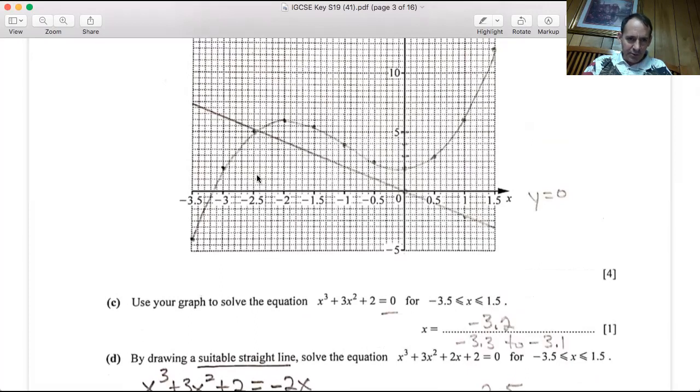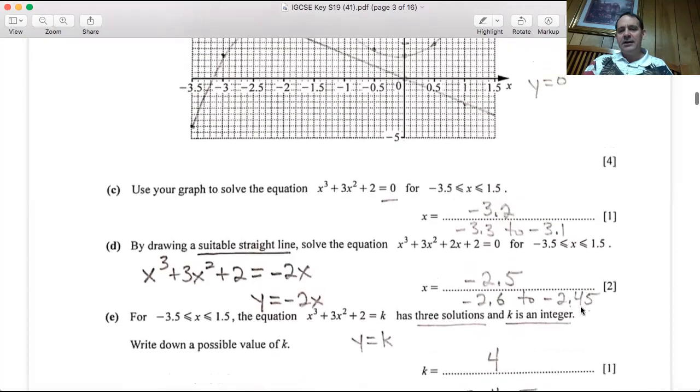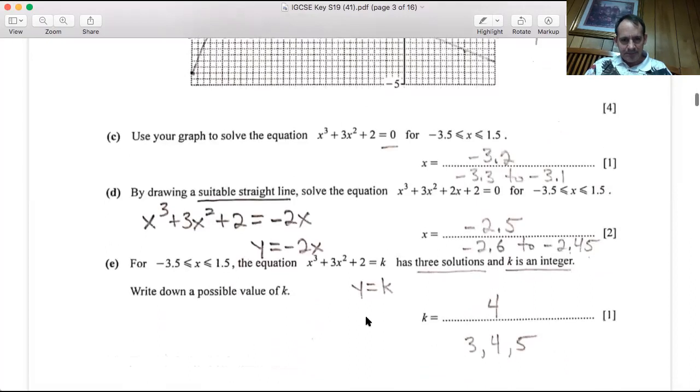So you follow that down, and I put negative 2.5. They allow anything from negative 2.45 up to negative 2.6. Notice the window is not very big, so you do have to be quite precise on your graphing for this.